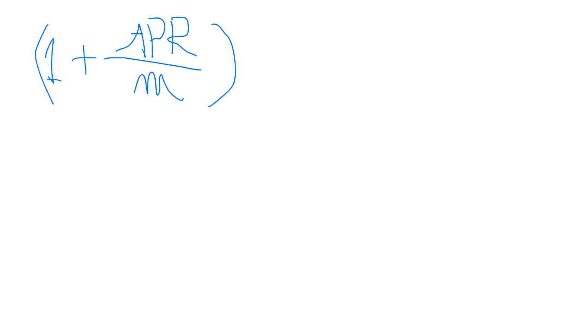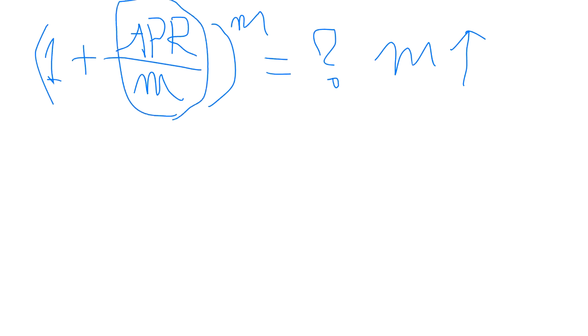So our question was, if we increase the number of time periods, in other words, we are trying to find what this would be when we increase this M. So in that small video, they increased M to 1 million. And by the way, you all understand what this APR over M is. That's the periodic rate, isn't it?